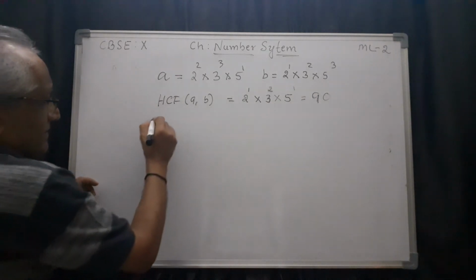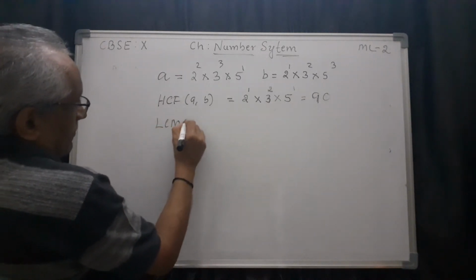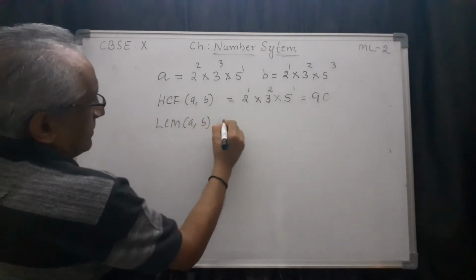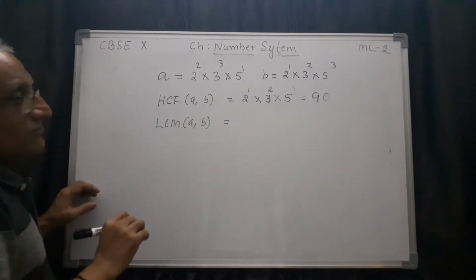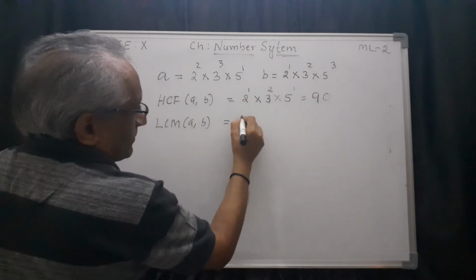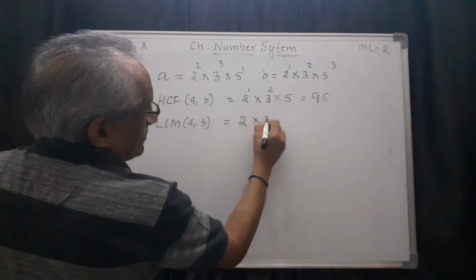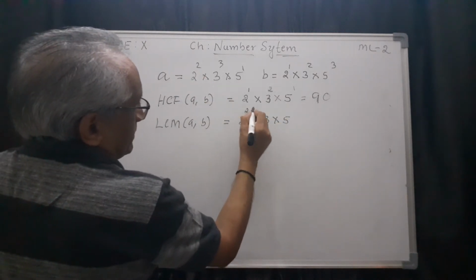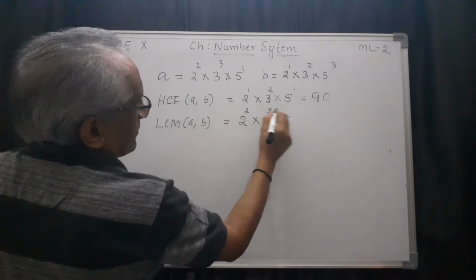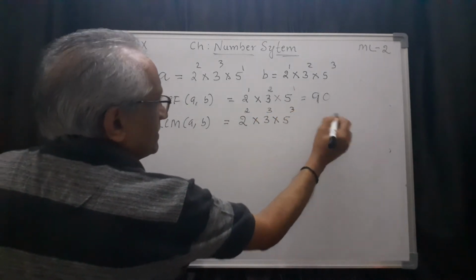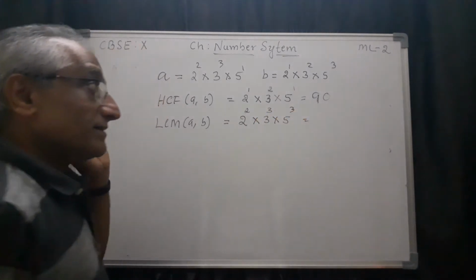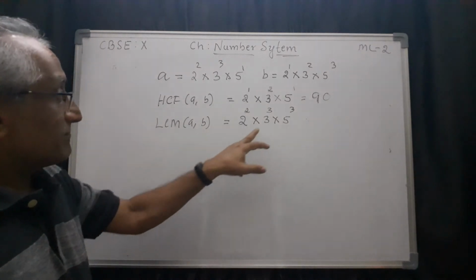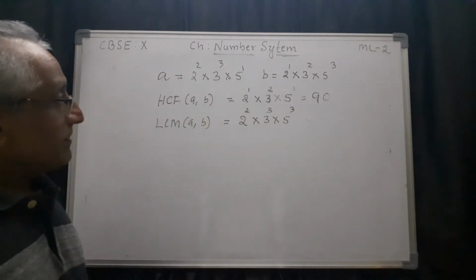Now what is the LCM? LCM of a and b will be equal to, here what you have to do is write the highest power. 2, 3, 5. Then 2 square we have to write. Then 3 cube we have to write. 5 cube. Of course it's a big number, so you can calculate and find. But this is the LCM in exponential form actually.